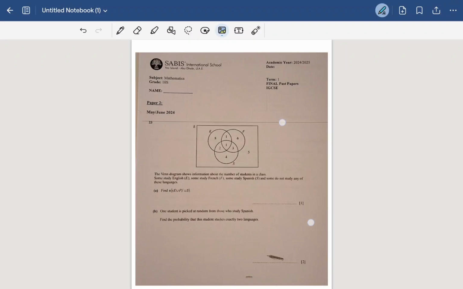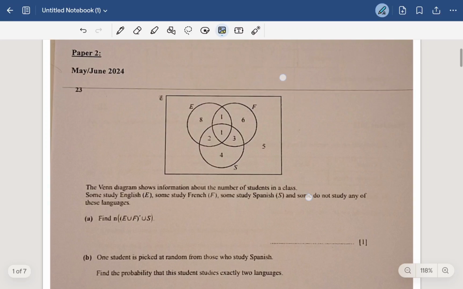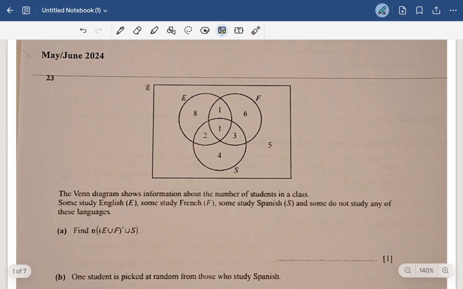So today I'll be explaining the past paper for part 2 in the math. It is for IGCSE. So we have 7 papers in total and we're gonna start.